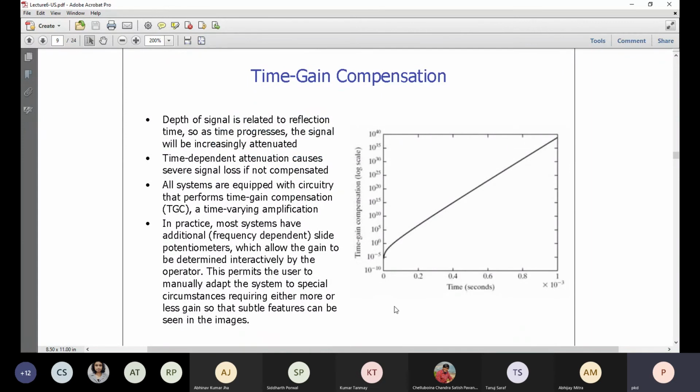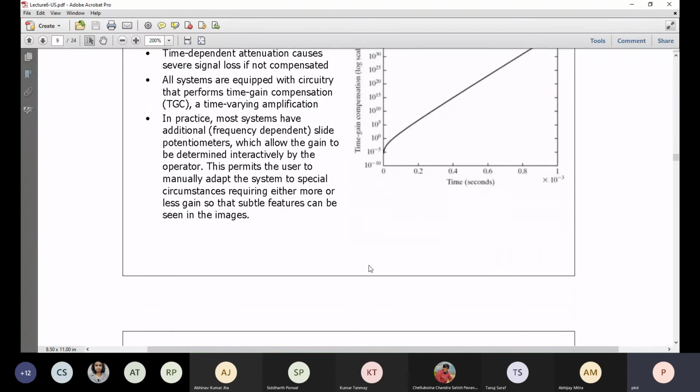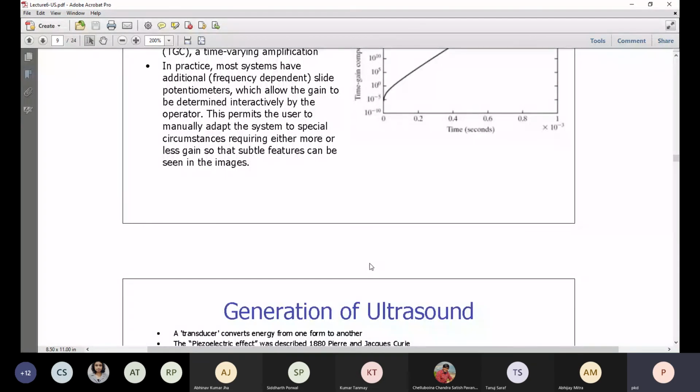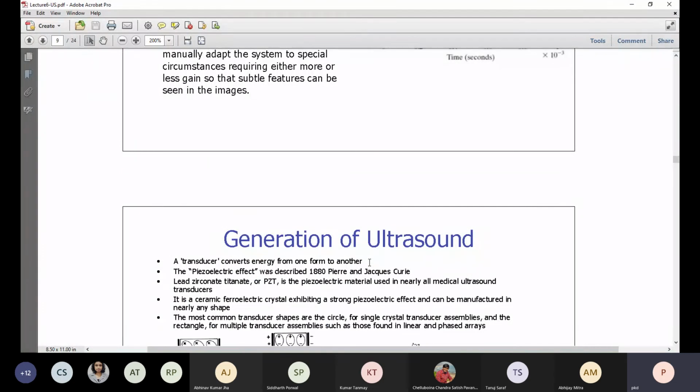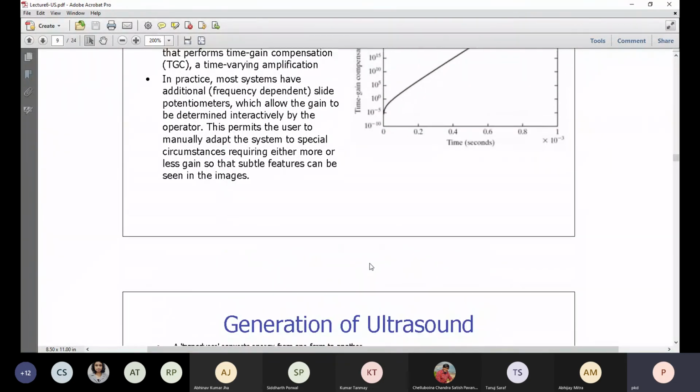The amount of attenuation would depend on the depth of penetration and the time of propagation. So, depending on the time of propagation, we can have a time gain compensation for imaging purposes and get a good contrast with varied penetration depth. So the gains need to be compensated.